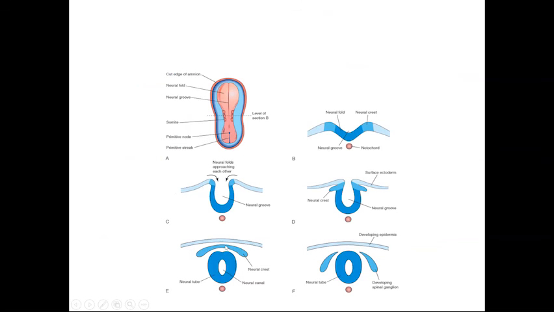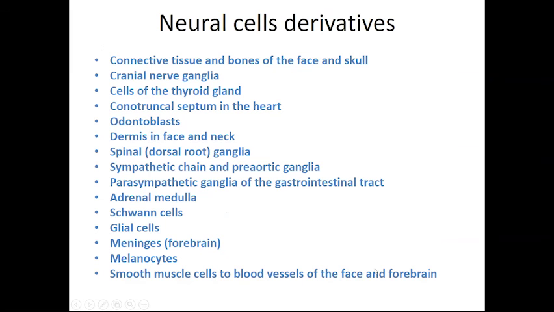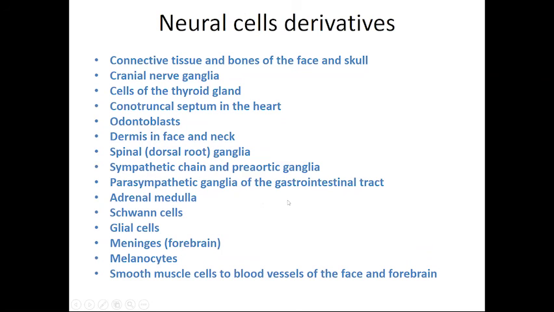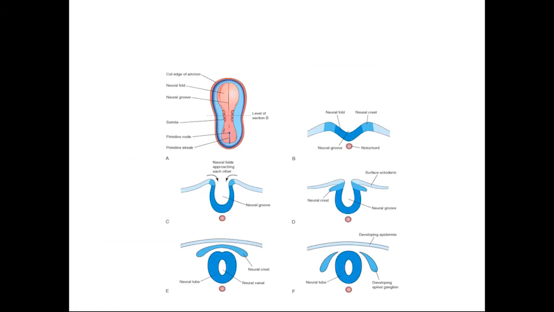Then the cells on the edge of this neural tube are called the neural crest cells. These neural crest cells gradually move to the sides. If you see on this picture, on the sides of the neural tube, they are going to form the developing spinal ganglia. These leave the neuroectoderm after closure of the neural tube and migrate along pathways through the dermis. They will enter the ectoderm to form also the melanocytes. We'll talk about what all is going to develop from the neural crest cells. Neural crest cells derivatives, a long list you have to remember because you can get a full question. So this is the formation of the neural tube, the neural crest cells, and what all forms.